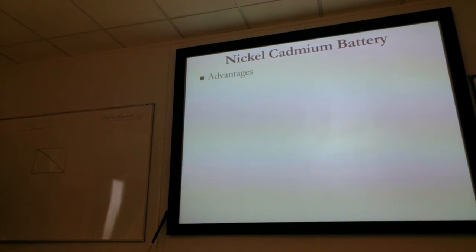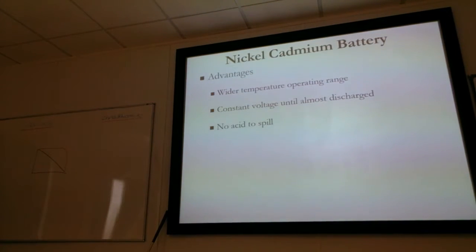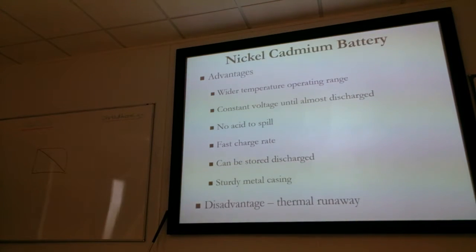So let's have a look at the advantages of it. Where does it win over lead acid? It's got a wider temperature operating range. Lead acid batteries don't like the cold. Constant voltage until almost discharged, as we've just seen. There's no acid to spill and damage your aeroplane. They can be charged much, much faster. And unlike a lead acid battery, which must be charged while it's in storage, a NiCad can be stored discharged, so it's much safer to handle. And they're normally in a sturdy metal casing. Disadvantage is NiCads can suffer from something called thermal runaway.